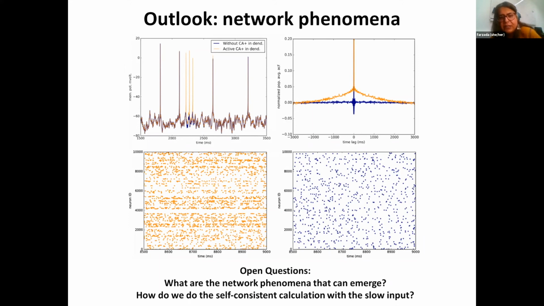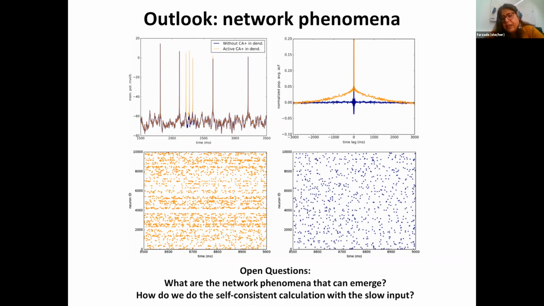Now I would like to end my talk with the starting point of this research in 2017, when I was asking what network phenomena can emerge when I have dendritic active properties. In the first figure, on the top left, I have one single cell, a Bhuzsaki cell, that is injected with current and has a dendrite, and most of the input comes through the dendrite. Then I turn calcium active properties off and on, and you can see the result that I showed before: burstiness emerges.